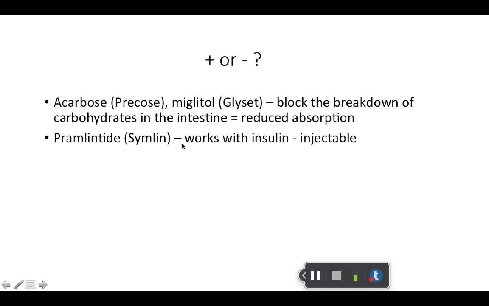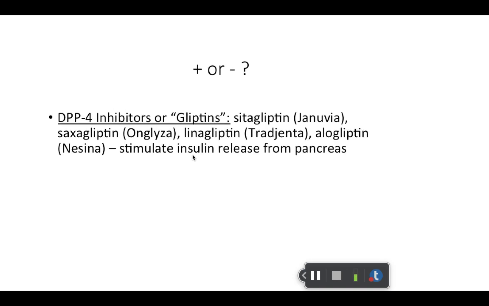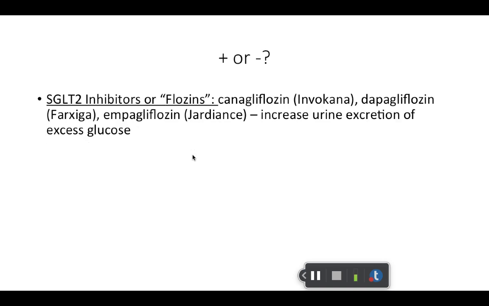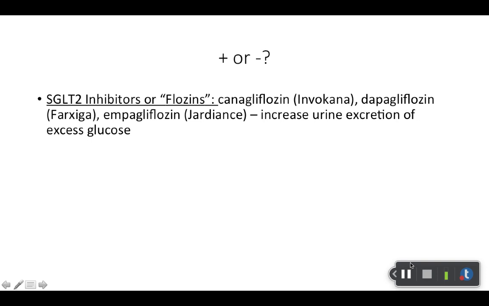These two, it's going to be patient specific. Nothing really good or bad to say about them. It's going to really depend on that patient. Same thing with the gliptins here. And then the non-insulin injectables are very expensive, so that's something to be mindful of when you're prescribing these. The flozins too, some of these are newer agents. They haven't really stood the test of time, so to speak.